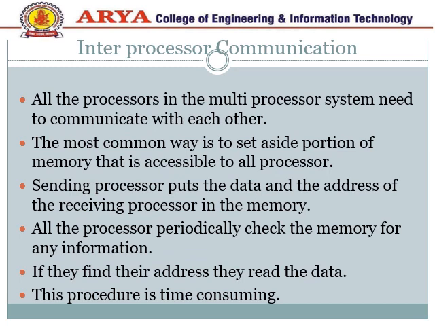Interprocess communication. All the processors in the multiprocessor system need to communicate with each other. The most common way is to set aside a portion of memory that is accessible to all processors. The sending processor puts the data and the address of the receiving processor in the memory. All the processors periodically check the memory for any information. If they find their address, they read the data. This procedure is time consuming.